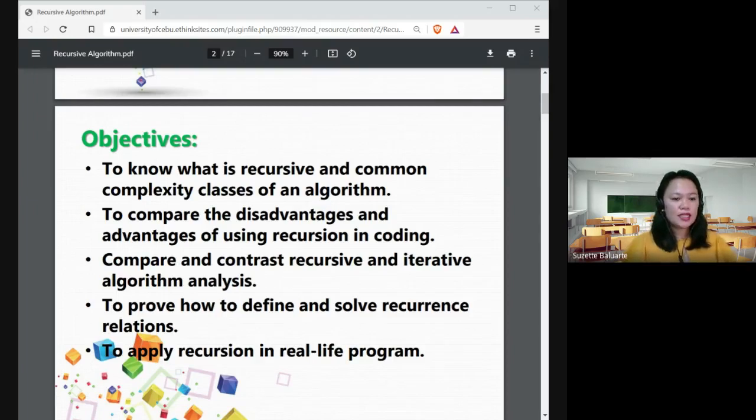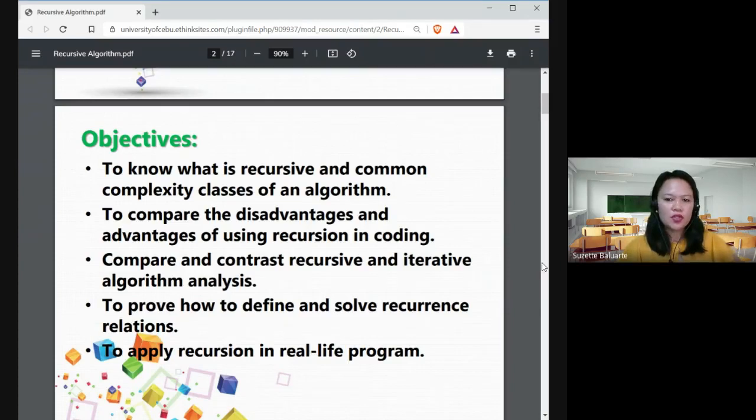Next is to define and solve recurrence relations. Since we are in the recursive analysis of algorithms, we will be solving recurrence relations. And finally, to apply recursion in real-life programs. After this discussion, we might proceed to the application of recursion.